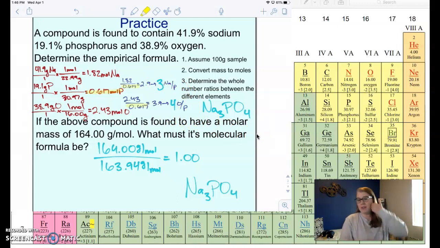I specifically put the elements in this order because this is sodium phosphate, an ionic compound, and metals are always listed first, and then PO4 is a polyatomic ion, phosphate. So you might not have seen that initially, but that would be the correct way of writing that out.